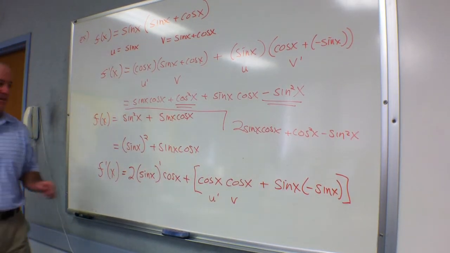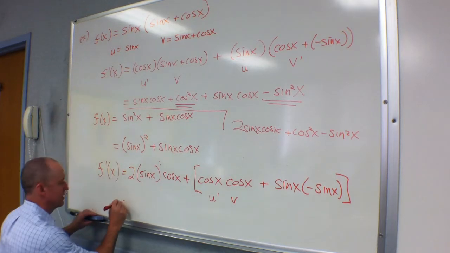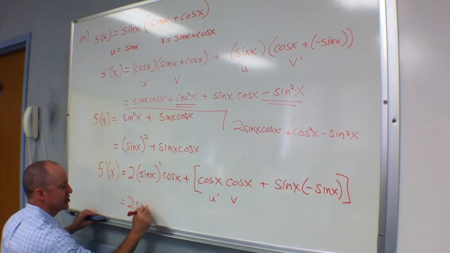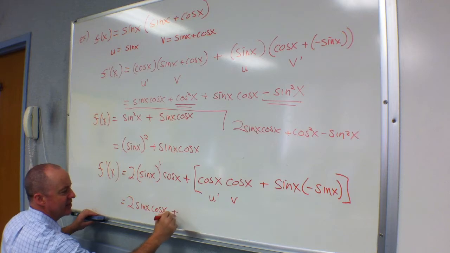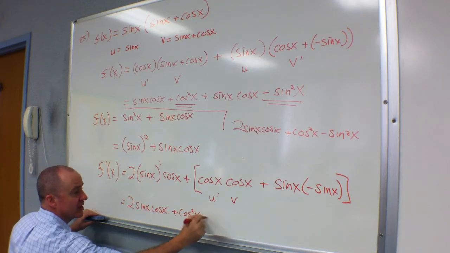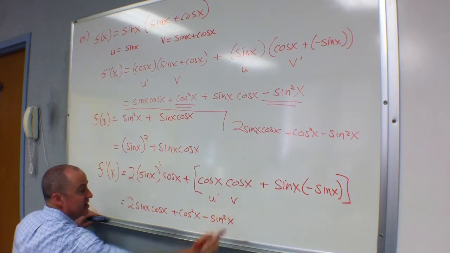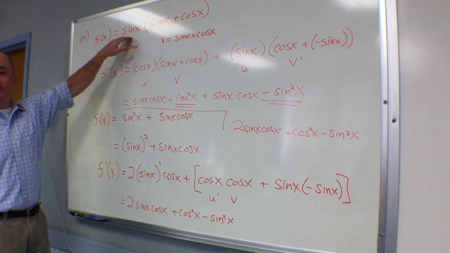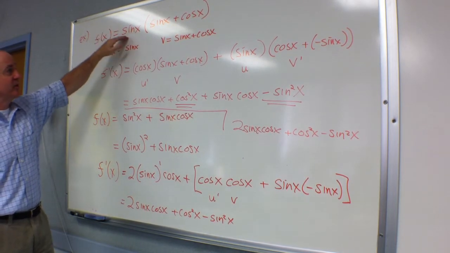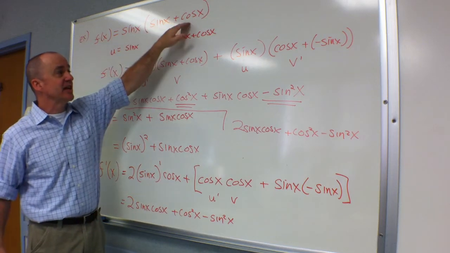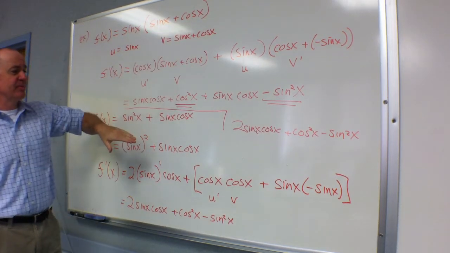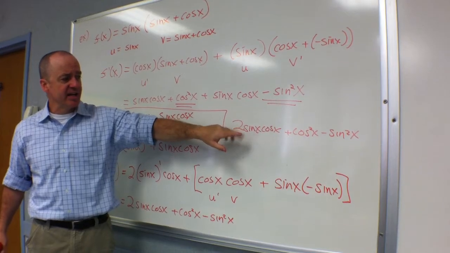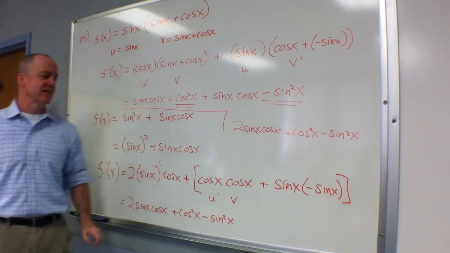So this one's very straightforward without using any fancy trig identities or anything else possible. If we don't distribute, we use the product rule with u as sine x and v as sine x plus cosine x. And when we're done simplifying, we get 2 sine x cosine x plus cosine squared minus sine squared.